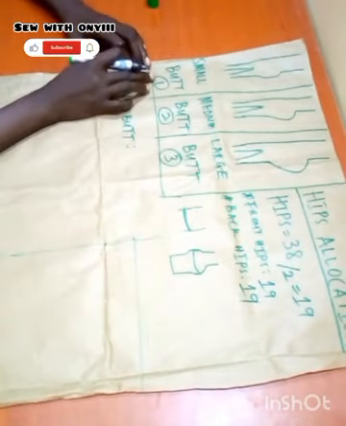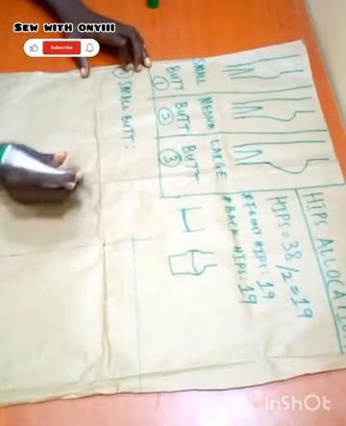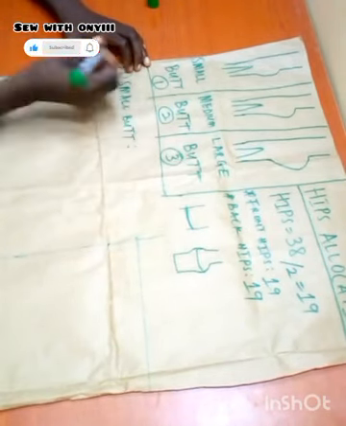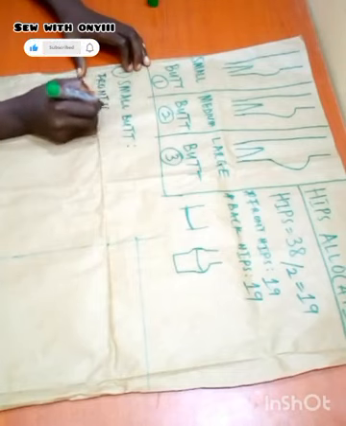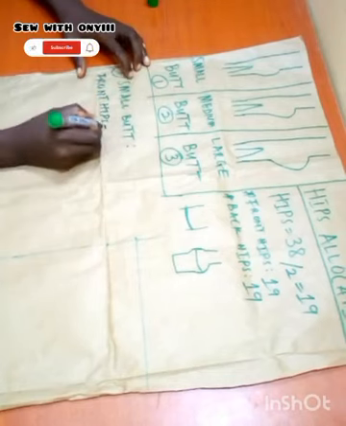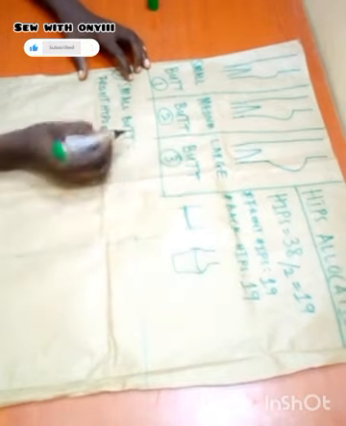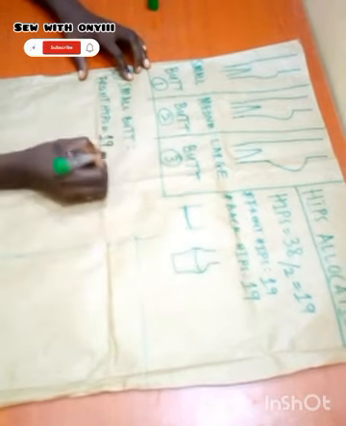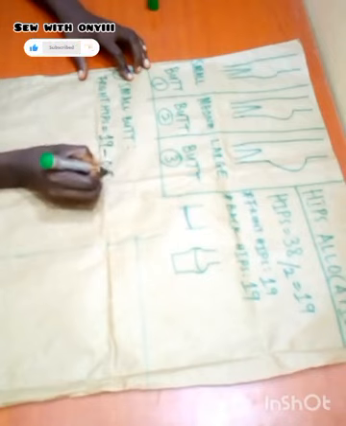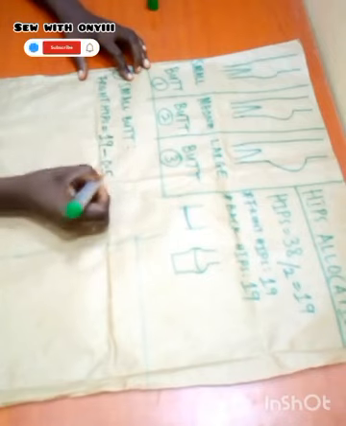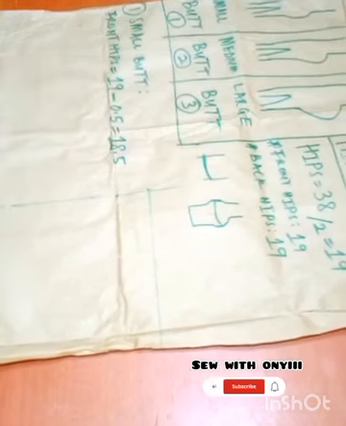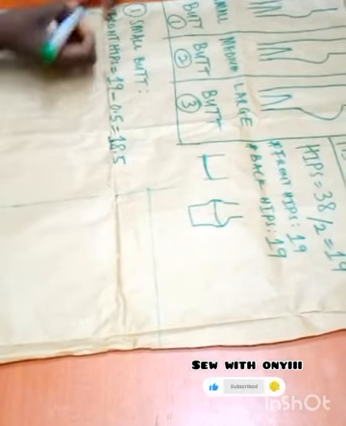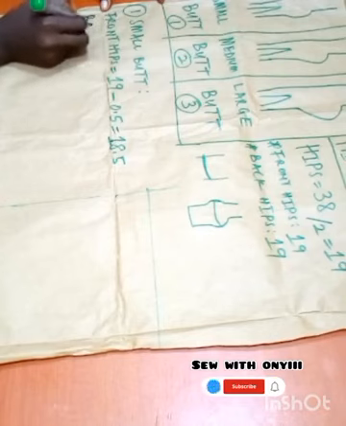So for this small size butt hip allocation, how we're going to go about this is, for the front hips, 19 inches minus 0.5 of an inch equals 18.5. So 0.5 is subtracted for the front hips.